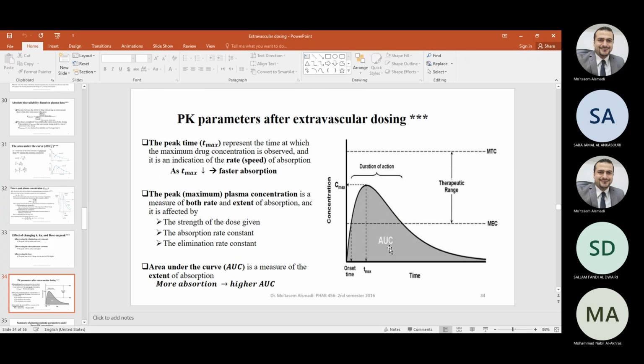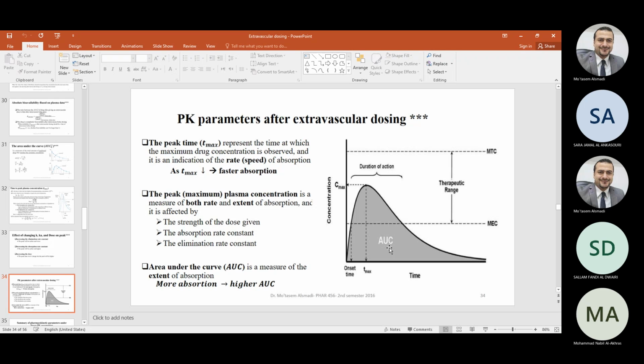Okay, so what are the parameters that we can use to characterize the concentration time profile? This is the concentration time profile after extravascular dosing. Okay, the first parameter is Tmax. Is it representative of the rate or the extent of absorption? It is an indication of the rate. If you have a shorter Tmax, you will have a faster absorption, right? But what about the Cp max?